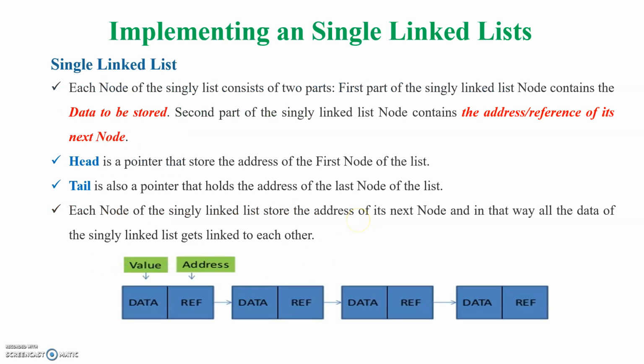at end. As far as the singly linked list is concerned, it has two parts. The first part is going to store the data and the second part is going to have the reference of the next node. So in this example we can see a data part and the reference part. We have another pointer called header or head, which is a pointer that stores the address of the first node. Similarly, tail is also a pointer that holds the address of the last node. Here each node of the singly linked list stores the address of its next node, and in that way all the nodes of the singly linked list get linked to each other.